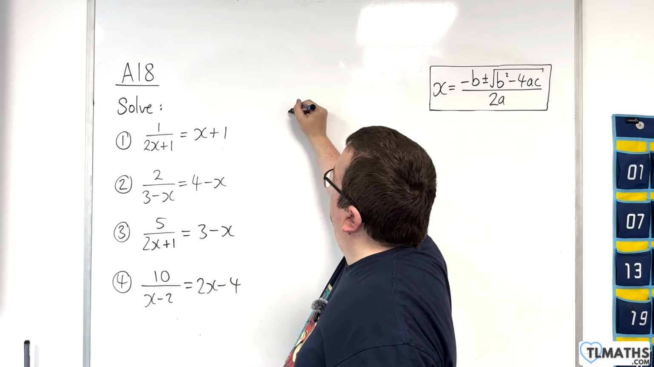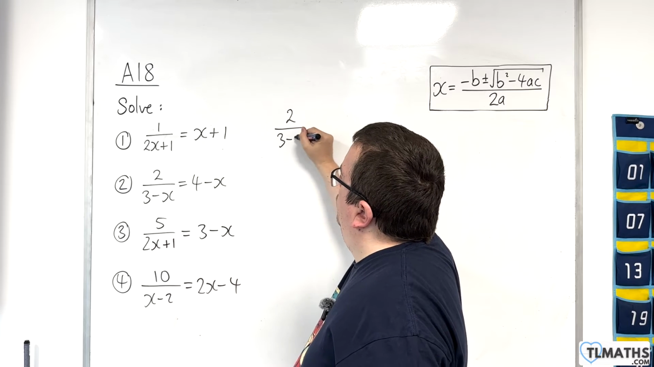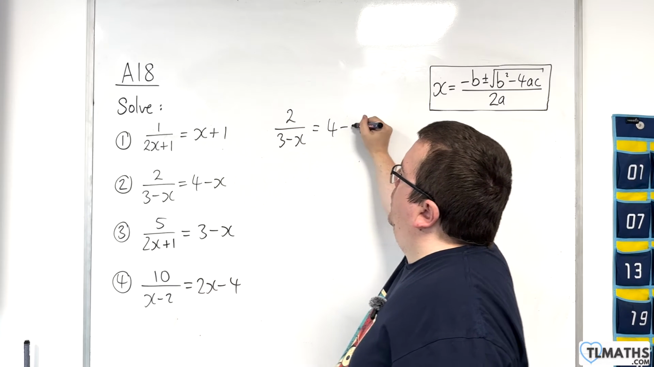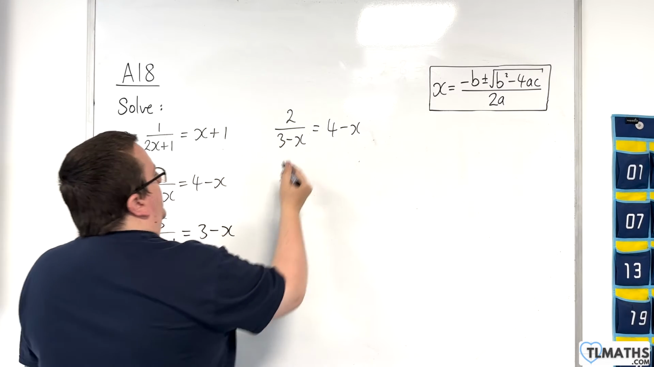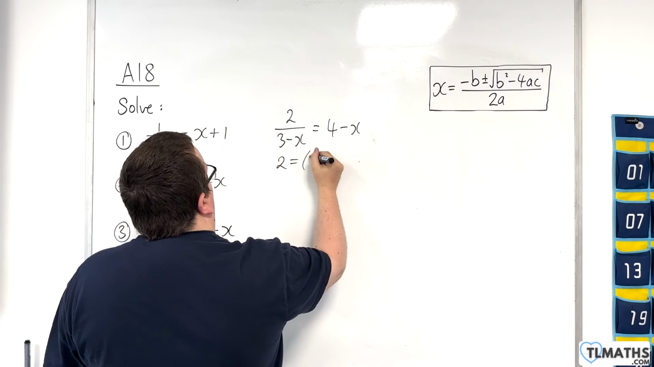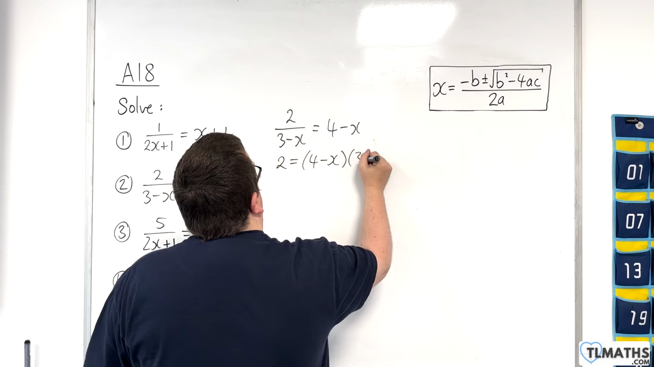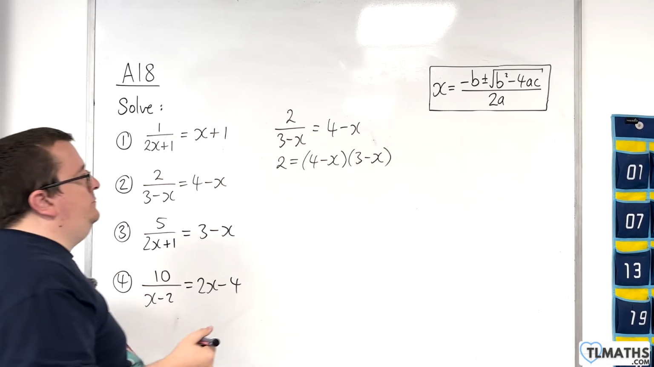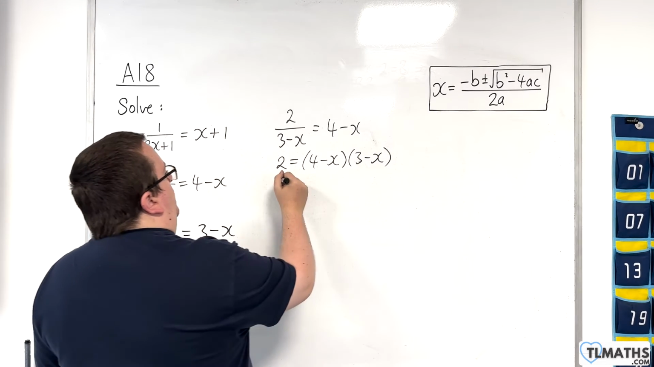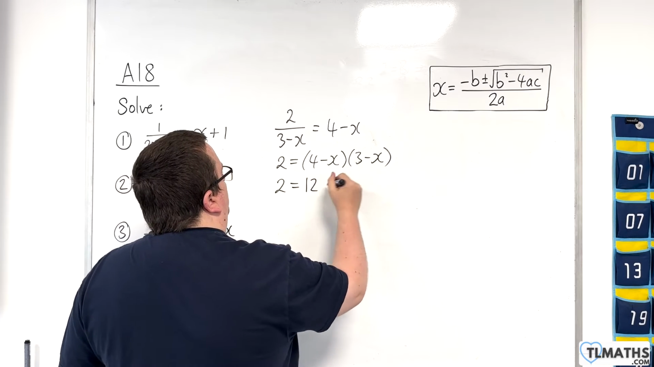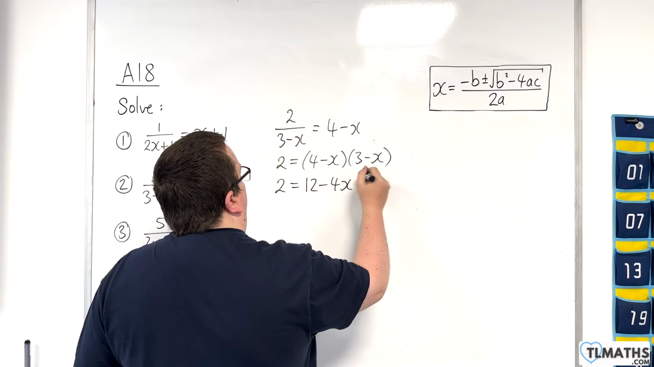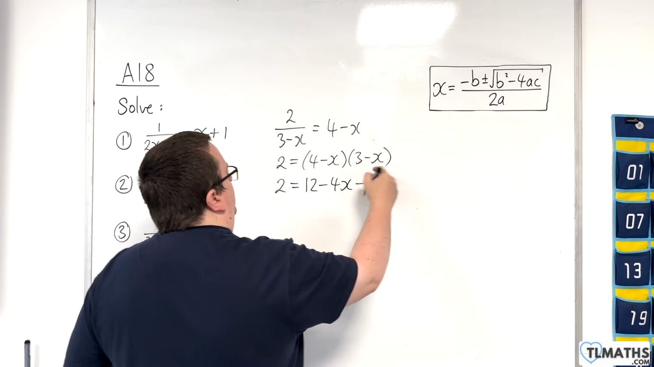So number 2, we have 2 over 3 take away x is equal to 4 take away x. So once again, we'll multiply up by the denominator. We'll get 2 is equal to 4 take away x times 3 take away x. So let's expand the brackets. 4 times 3 is 12. 4 times minus x, minus x times 3, and then minus x times minus x.